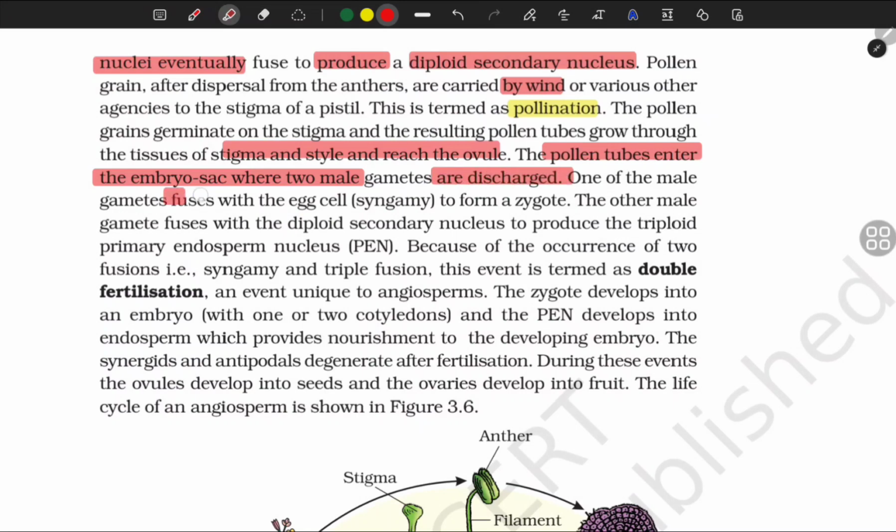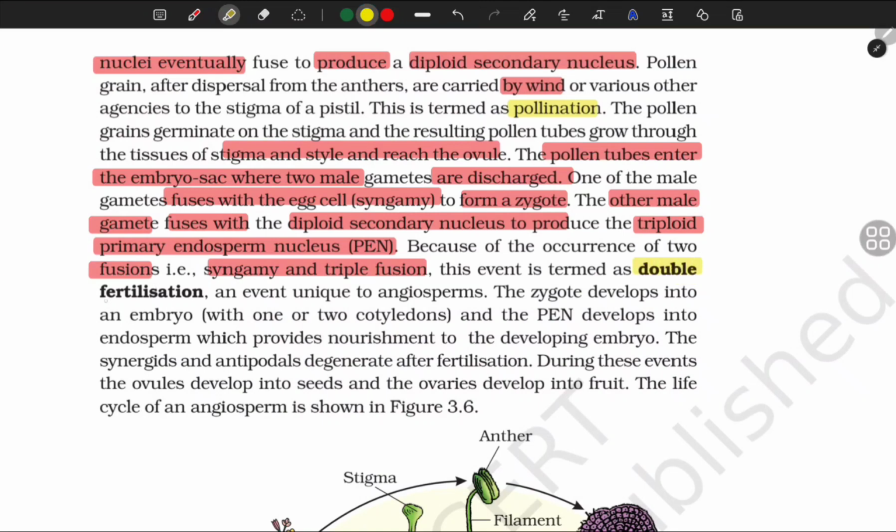One of the male gametes fuses with the egg cell, syngamy, to form a zygote. The other male gamete fuses with the diploid secondary nucleus to produce the triploid primary endosperm nucleus, PEN. Because of the occurrence of two fusions, that is syngamy and triple fusion, this event is termed double fertilization, an event unique to angiosperms.